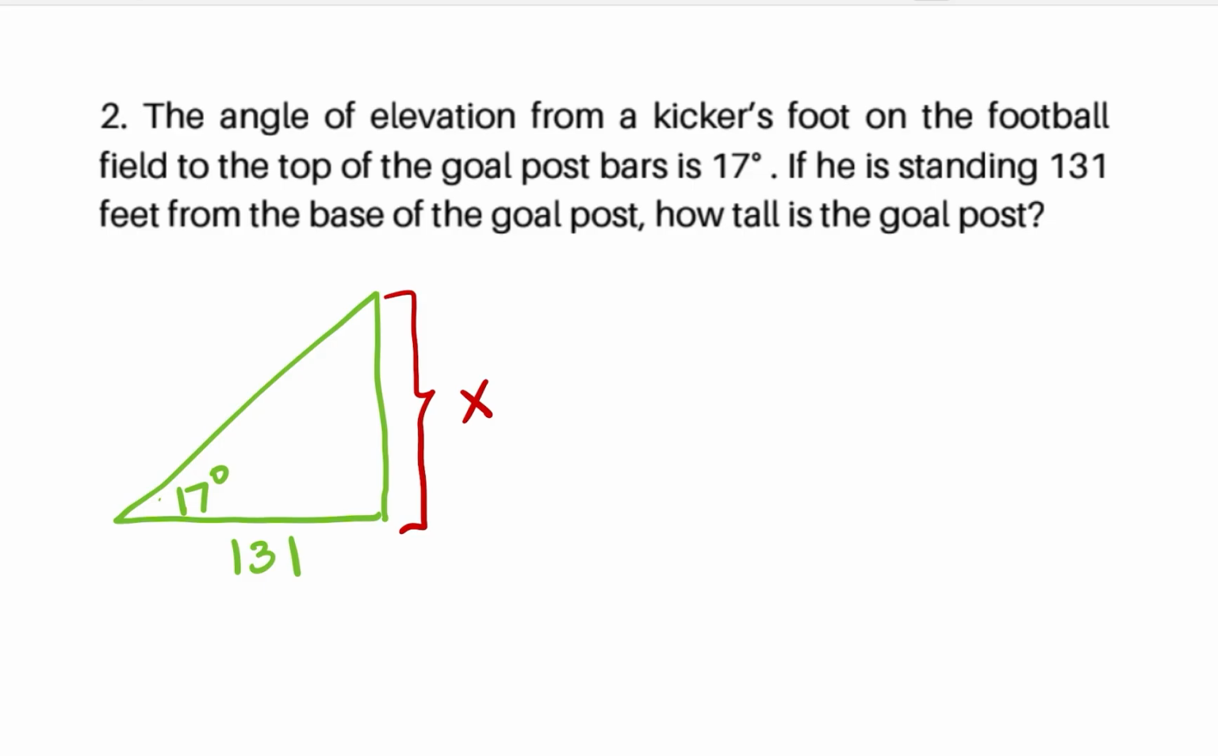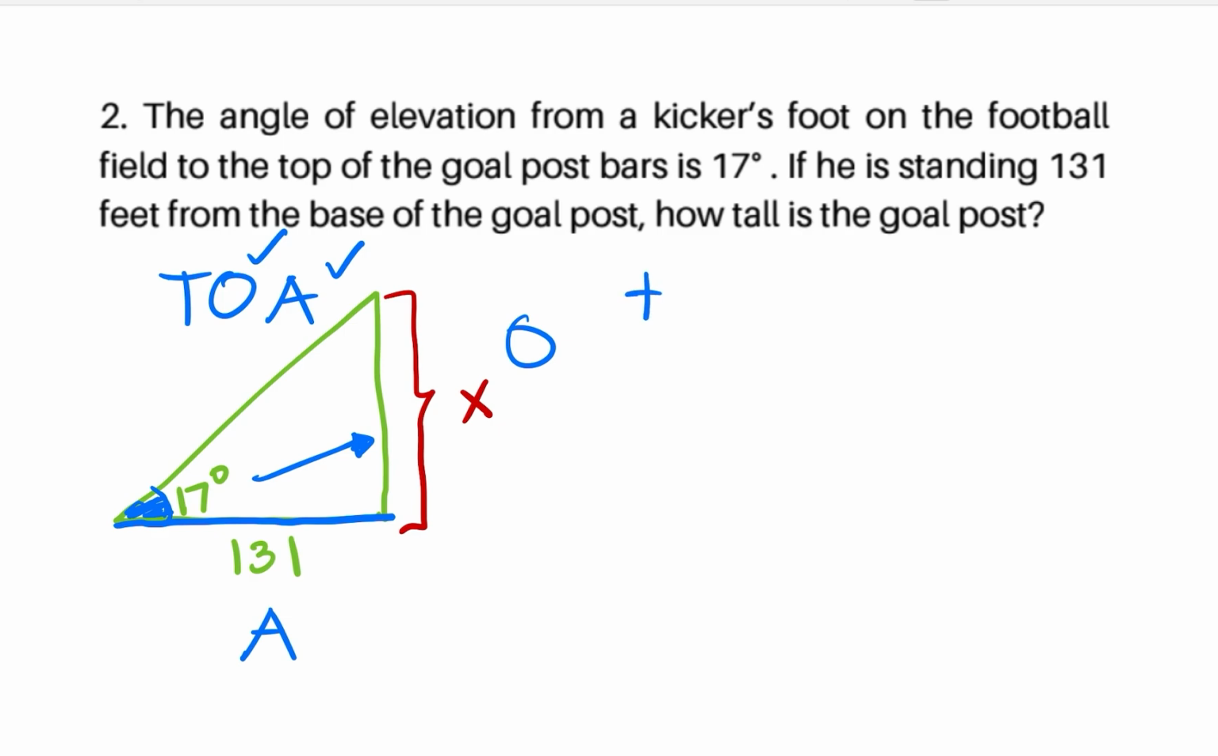We're going to label the given based off the reference angle, which in this case is the angle of elevation. So we've got x as our opposite to the angle. We have 131 as adjacent. It's a side of the triangle that touches the angle of elevation. So we label it as A to represent adjacent. We're going to use TOA because we've got opposite and adjacent. So tangent 17 equals x over 131.